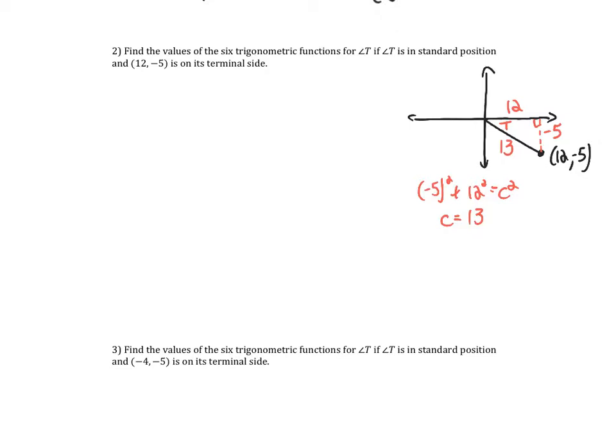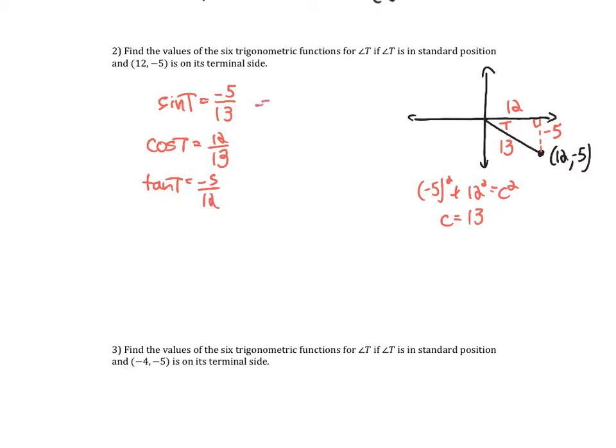So let's run through the 6 trig ratios, and if you feel pretty confident, pause the video and see if you can come up with the 6 trig ratios, and then hit play and see if you get the same thing I do. All right, so let's start with the 3 main ones. Sine of t is opposite over hypotenuse, negative 5 over 13. Cosine of t is adjacent over hypotenuse. That would be 12 over 13. You can see once you have the triangle, this is pretty straightforward. And then tangent of t is opposite over adjacent, negative 5 over 12.